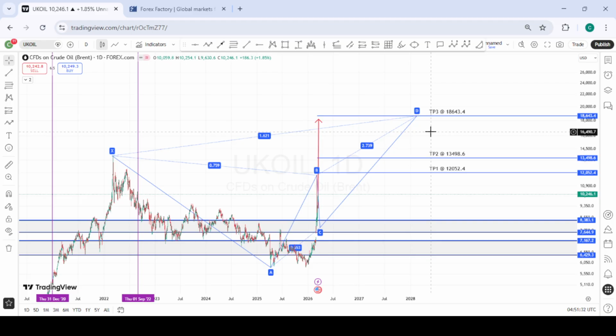If the escalations in the Gulf region continue, then we are likely going to see this completion, or this move playing out on crude oil or Brent crude oil.